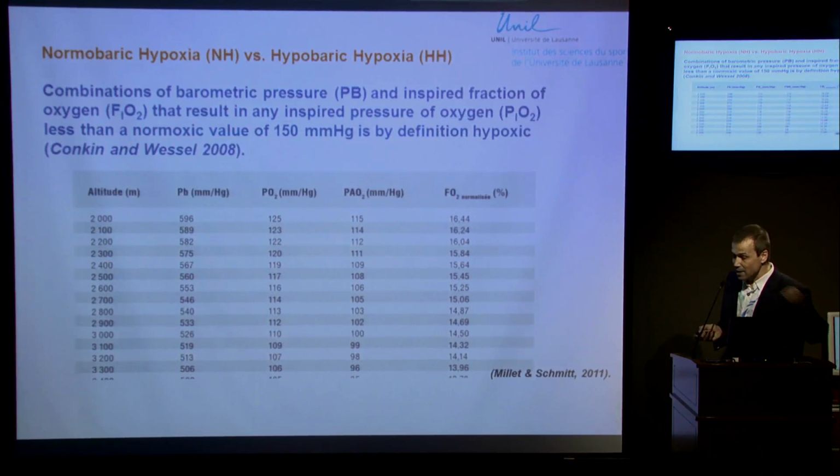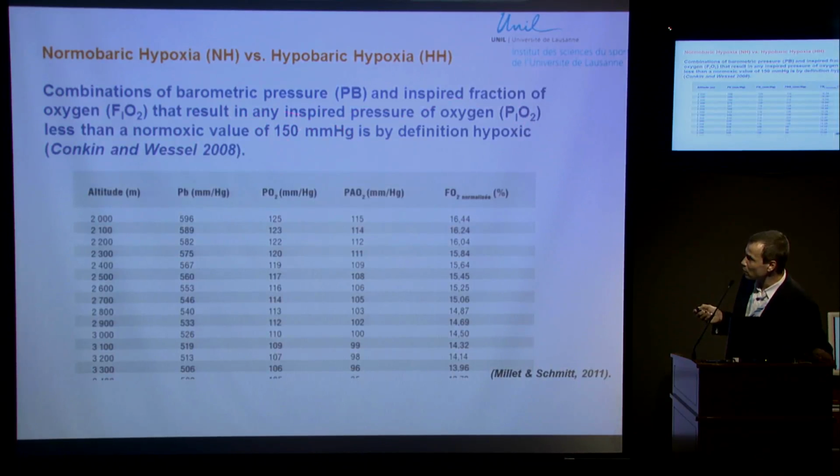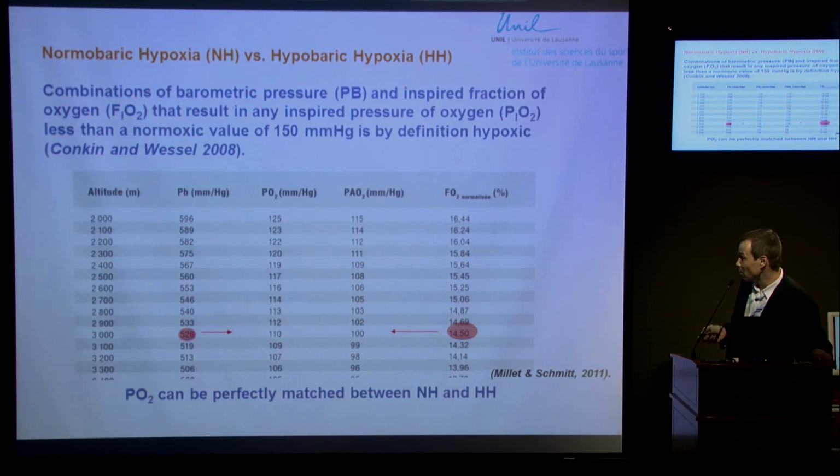So any combination that would induce an oxygen pressure lower than 150 millimeters of mercury can, by definition, be named hypoxic. And then you have the different combinations. Here, for example, we just show that for this pressure, you can get different possibilities.